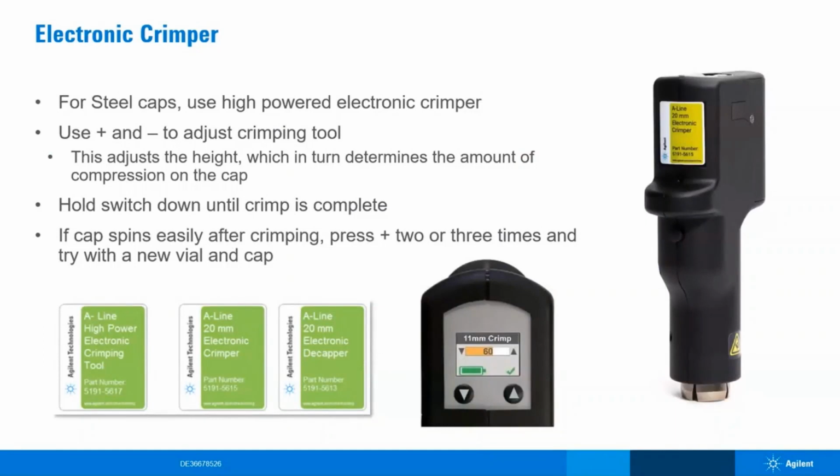For higher volume labs, we strongly recommend getting an electronic crimper. You don't want to potentially be trying to manually crimp hundreds of samples at a time. You're definitely going to get some really tired fingers. So we recommend this for steel caps. You can also use the high power option. You can use the plus and minus features to adjust the power to make sure that you get a perfect crimp without under or over crimping. And once you've gotten that dial set in, you can start running through the dozens or hundreds of samples that you have all right there on the convenience of your tray.